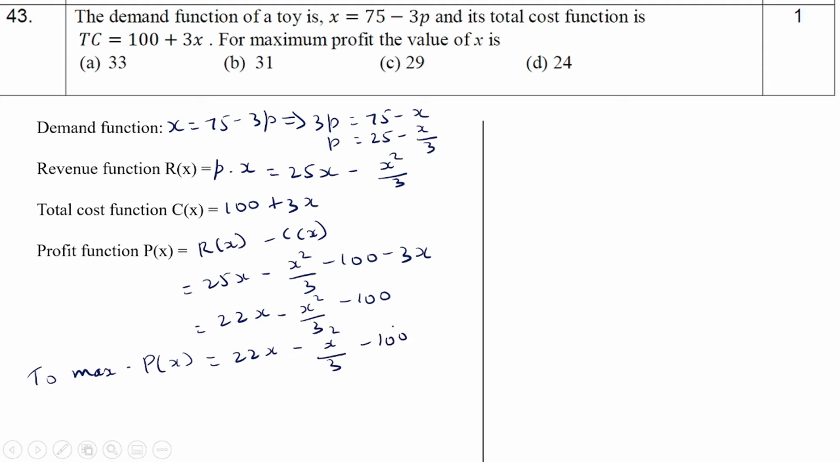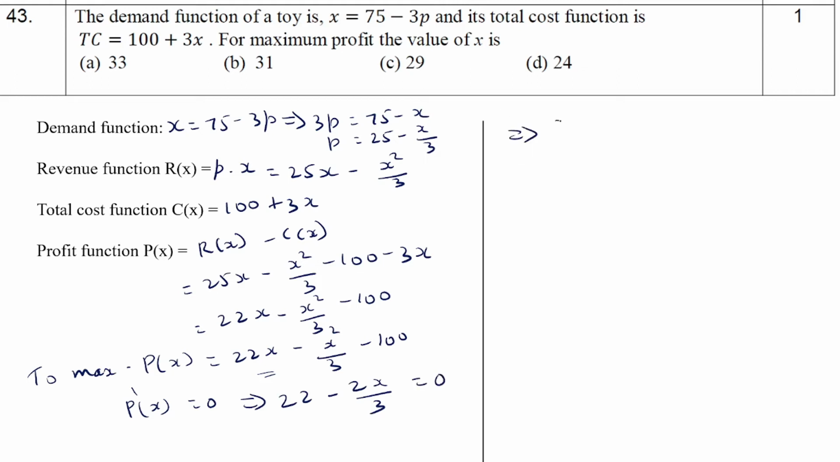So this is a simple problem of finding the point of local maxima. Now at the critical points, we know P dash of x is equal to 0. So P dash of x equal to 0, it implies we have to differentiate this with respect to x. 22 minus 2x by 3 equal to 0.